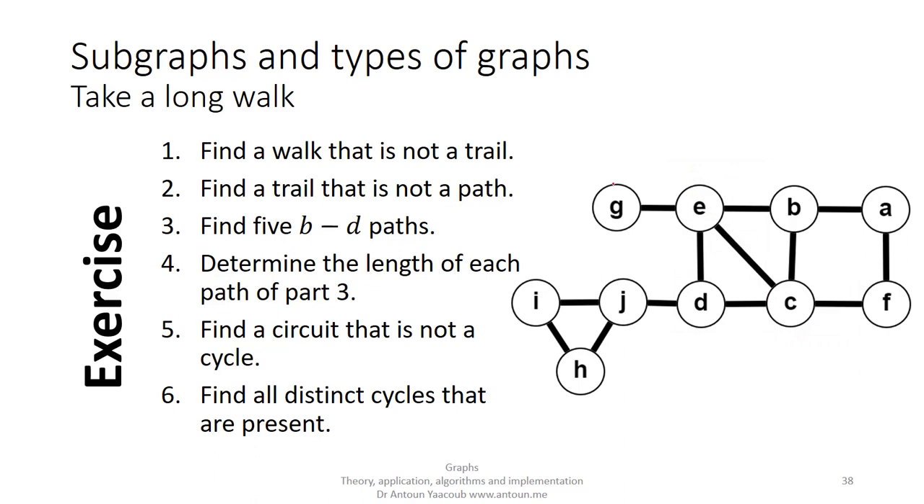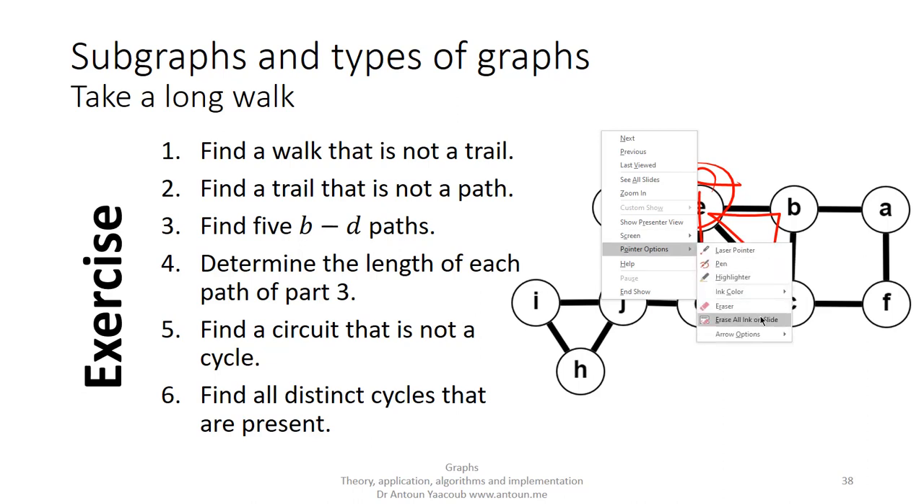For example, I go from G, I go E, then D, then C, then B, then E, then C. As you can see, I have revisited E 2 times. So this is a trail. It's not a path, because I didn't visit an edge more than once, but I have visited a vertex more than once. So this is the difference.